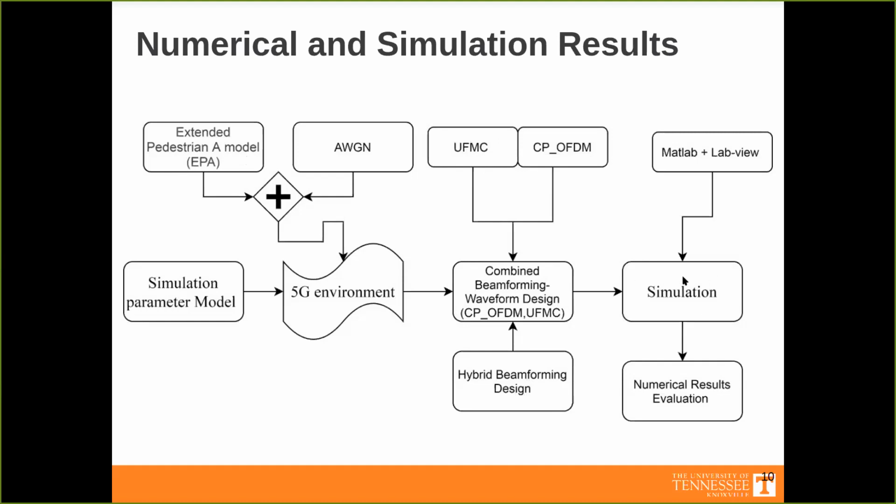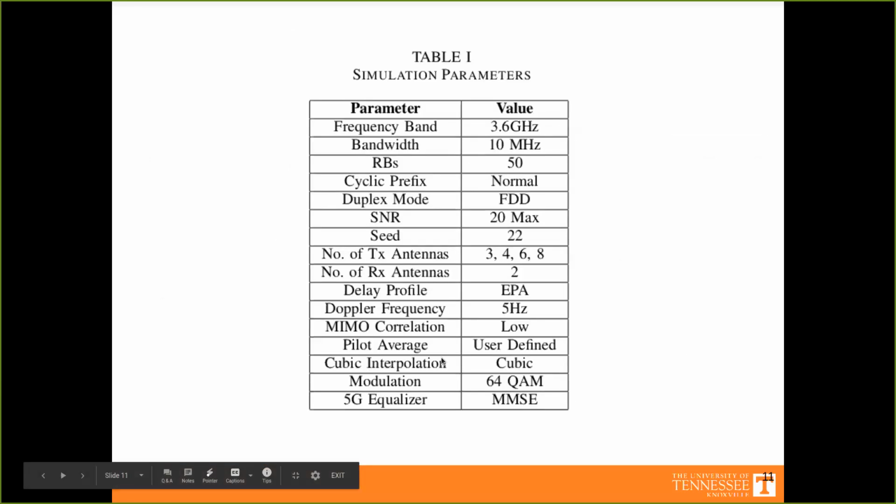Then we do the simulation using Matlab and LabVIEW, and then we calculate some numerical results to show us the benefits of using the UFMC over the cyclic prefix OFDM and the benefit of using beamforming for MIMO systems. This table shows us some of the simulation parameters that we used in our system. As we can see, we use the frequency band 3.6 gigahertz. The bandwidth is 10 megahertz, and resource blocks is 50, and the others as shown here. And of course, there are more details in the paper.